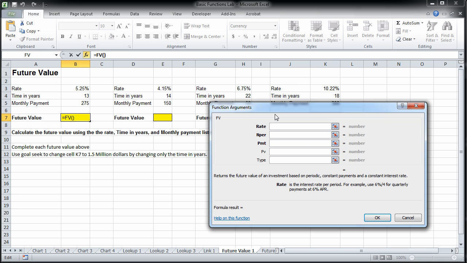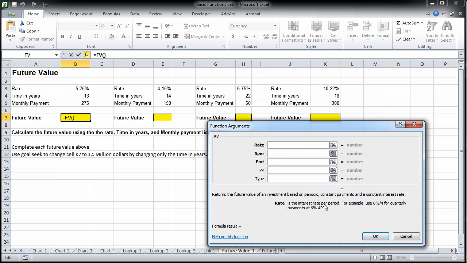I'm going to open it up. Rate is the interest rate per period. For example, 6 divided by 4 for quarterly payments at 6%. Well, my interest rate is 5.25, but I'm going to make those monthly, so my interest rate is 5.25 divided by 12 for a monthly interest rate.